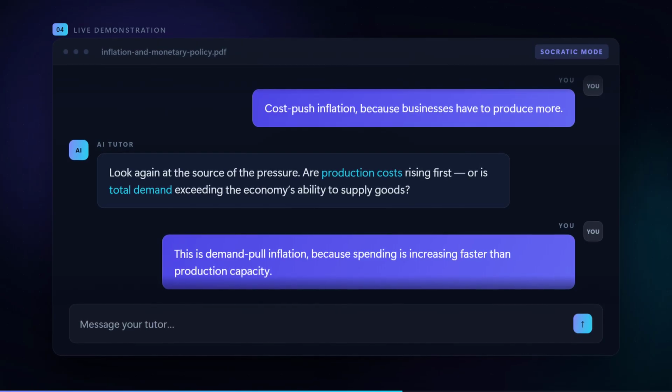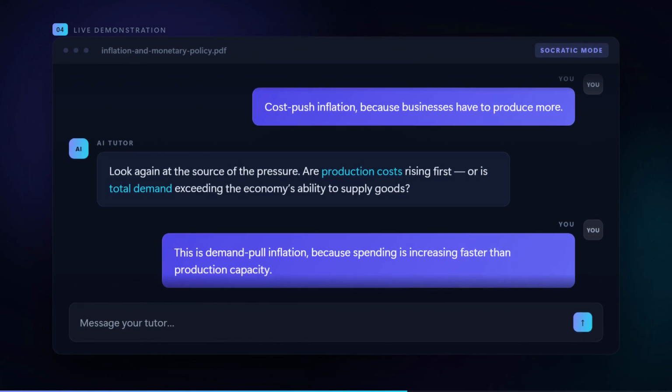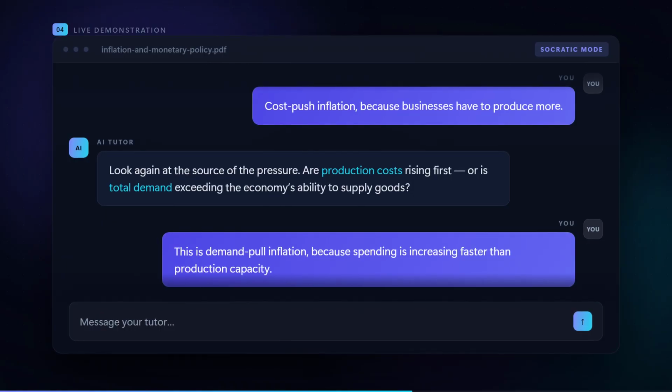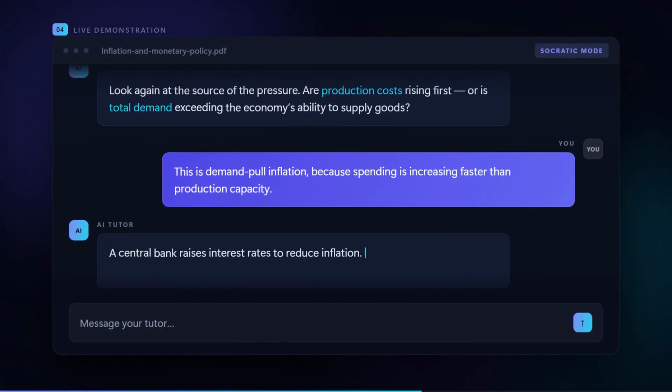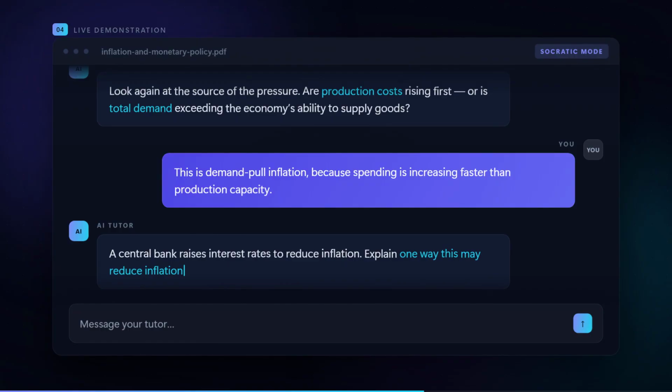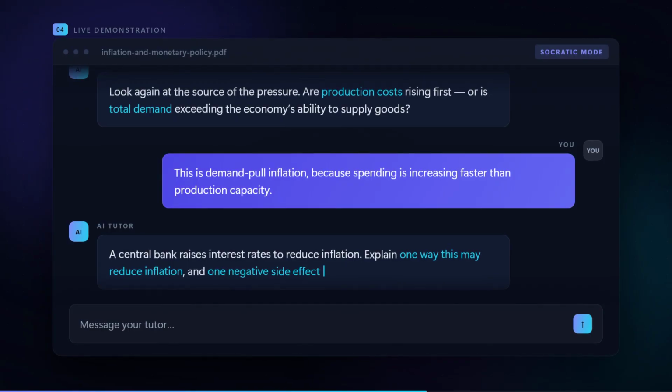Now the AI knows I initially confused two important concepts, so it adds that confusion to my weak area list. That is personalized teaching. A summary would never know what I misunderstood. Finally, the AI moves beyond textbook recall. A central bank raises interest rates to reduce inflation. Explain one way this may reduce inflation and one negative side effect it may create.